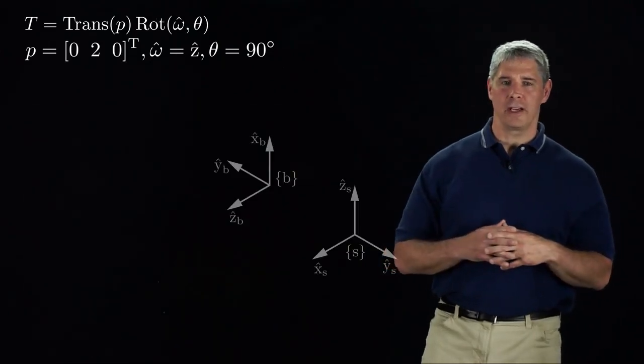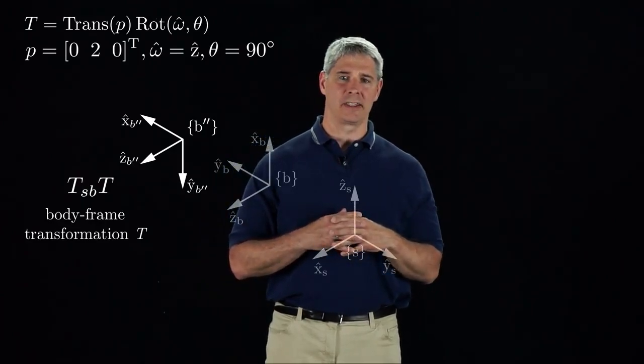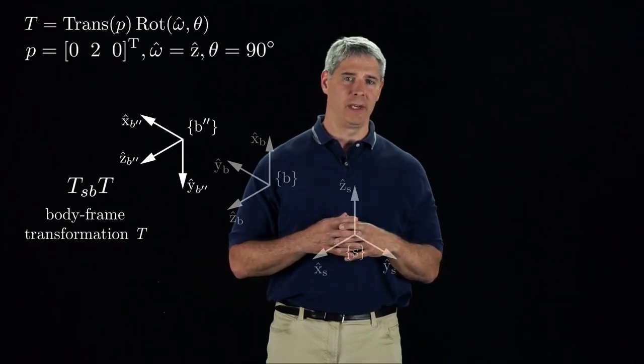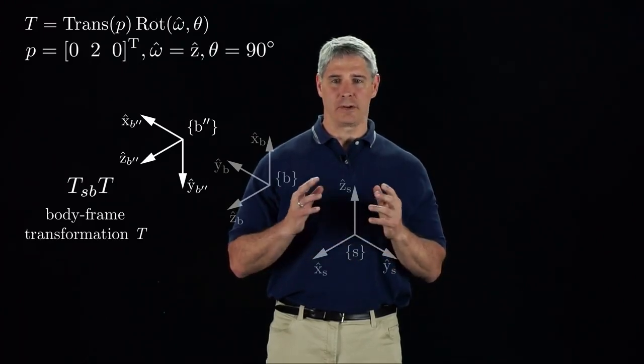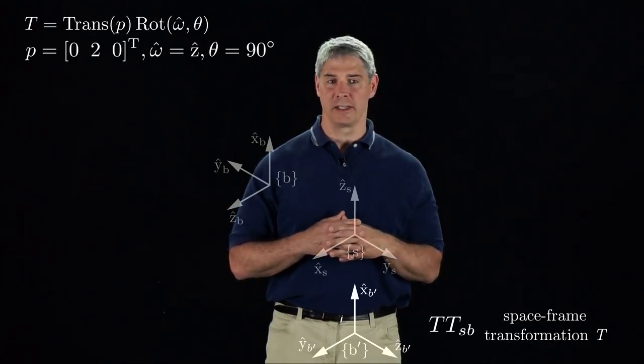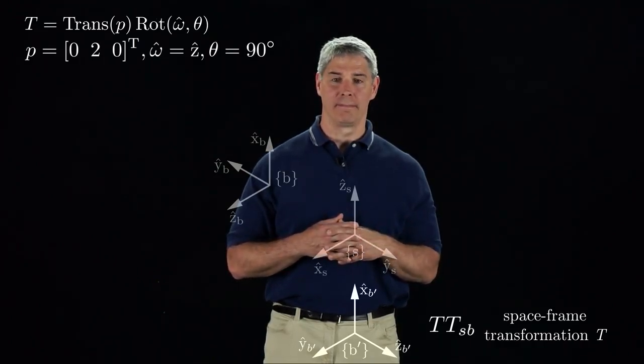In summary, if the transformation T is applied on the right, the vectors p and omega hat are considered to be expressed in the body frame, moving the frame B to the new frame B double prime. If the transformation T is applied on the left, p and omega hat are considered to be expressed in the space frame, moving the frame B to the new frame B prime. In the next video, we introduce our representation of a rigid body linear and angular velocity called a twist.